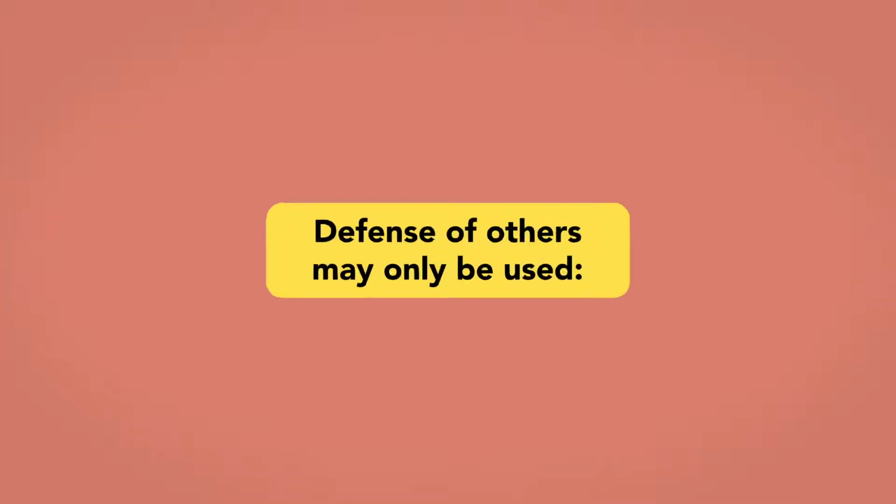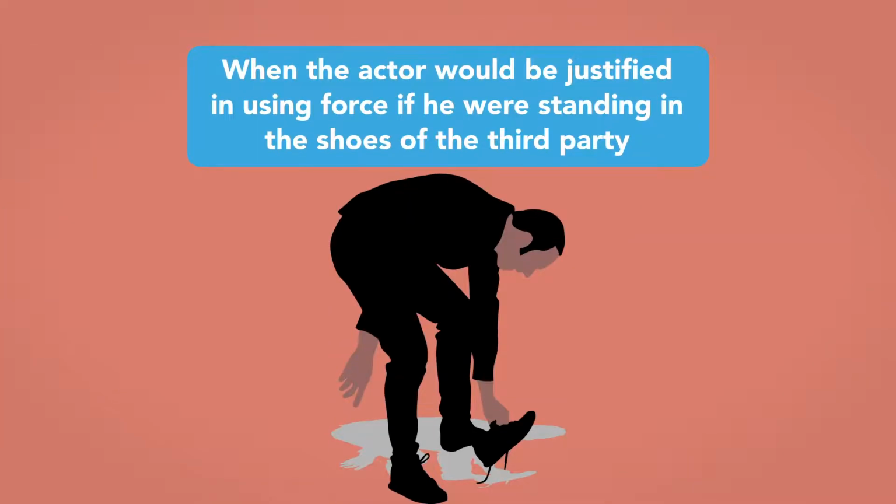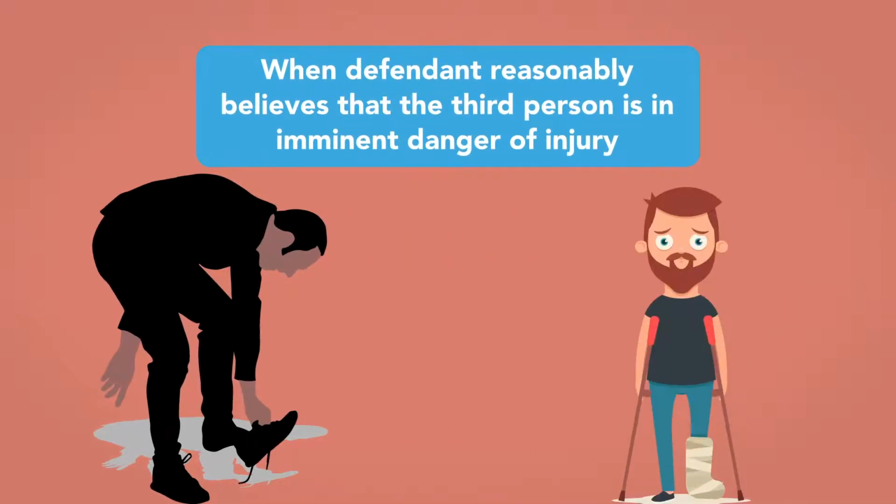As a general rule, defense of others may only be used when the actor would be justified in using force if he were standing in the shoes of the third party he is defending, or when the defendant reasonably believes that the third person is in imminent danger of injury, even if the belief is mistaken.